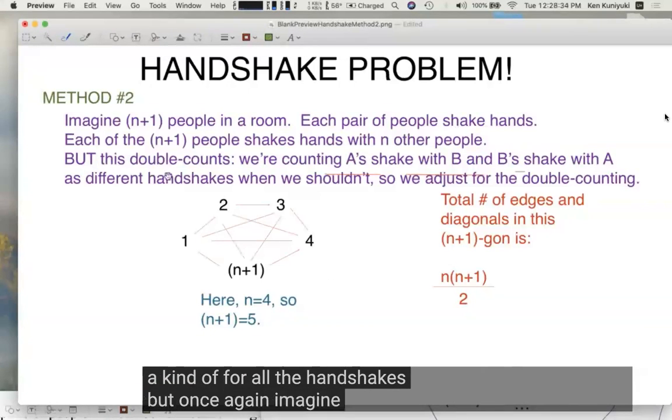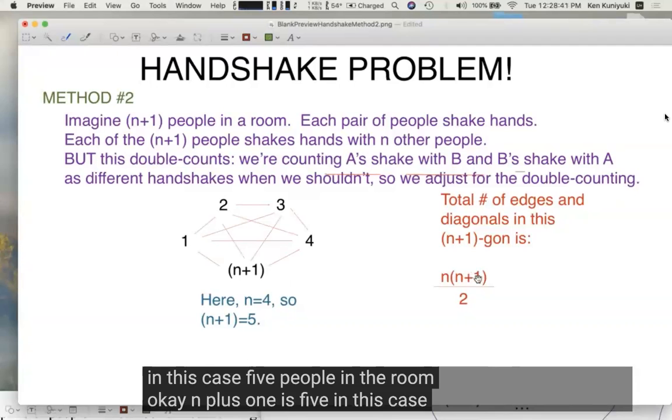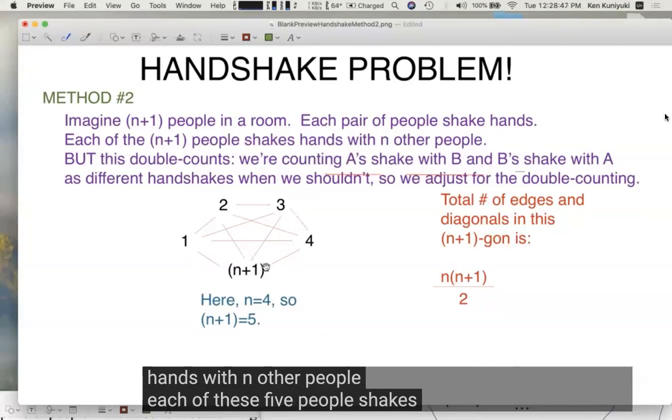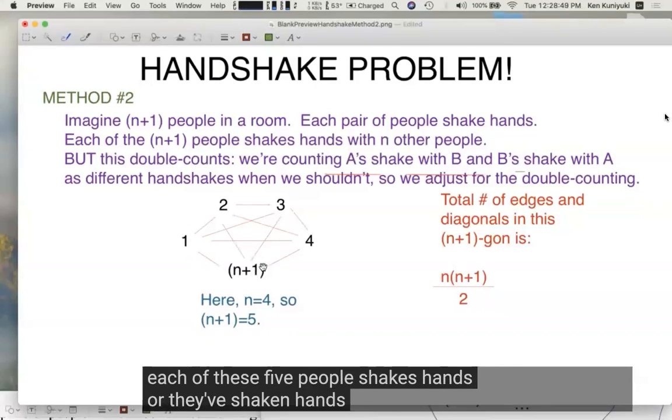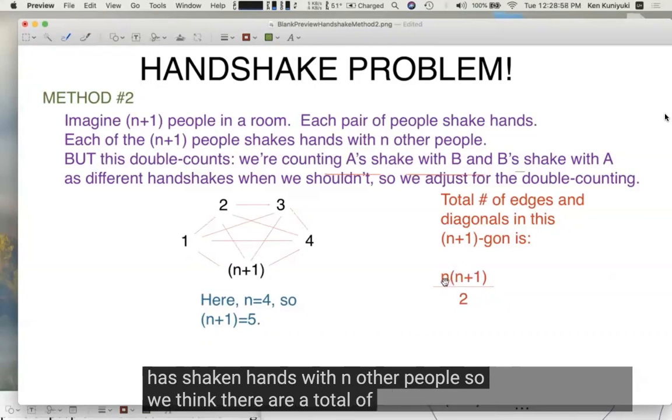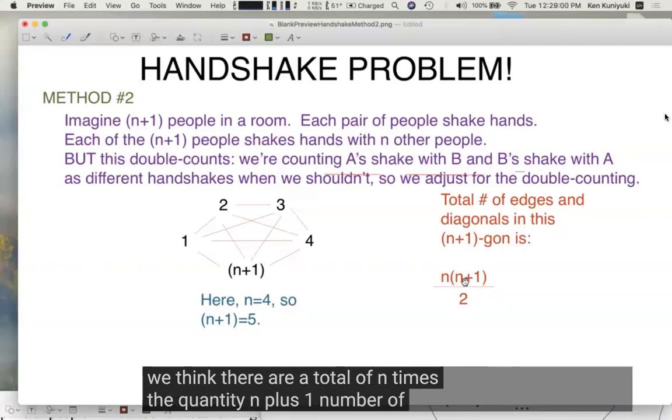But once again, imagine the n plus 1, or in this case, 5 people in the room. Each of the n plus 1 people shakes hands with n other people. Each of these 5 people has shaken hands with 4 other people. So we think there are a total of n times the quantity n plus 1 number of handshakes.